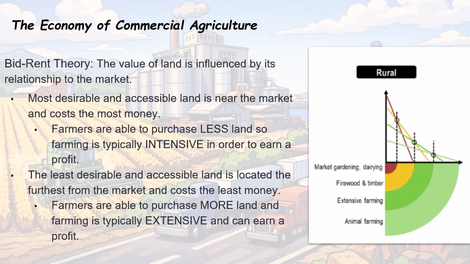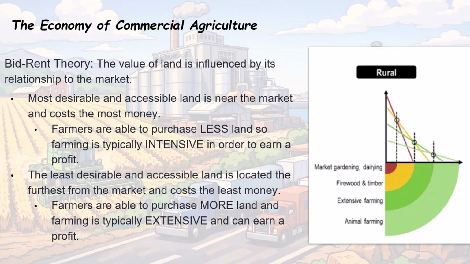Now move farther out, land gets cheaper. Transportation costs go up. But because land costs less, farmers can buy more of it. Instead of intensive farming, you see extensive farming. Large-scale grain production, ranching, animal farming, lower profit per acre, but more acres overall.